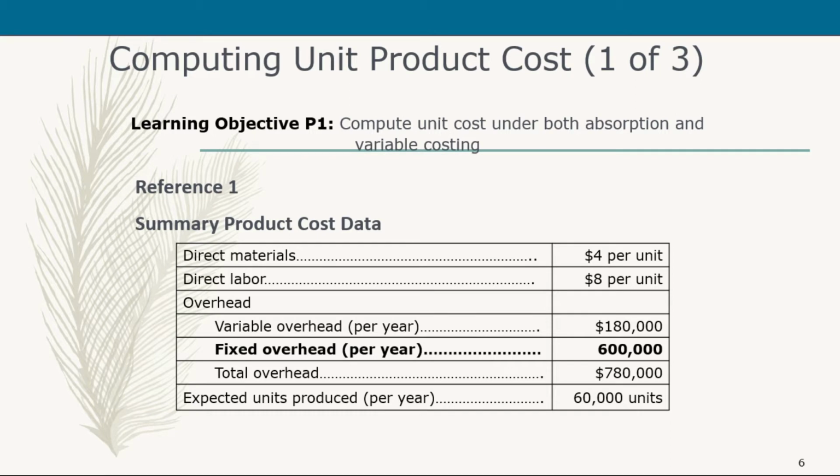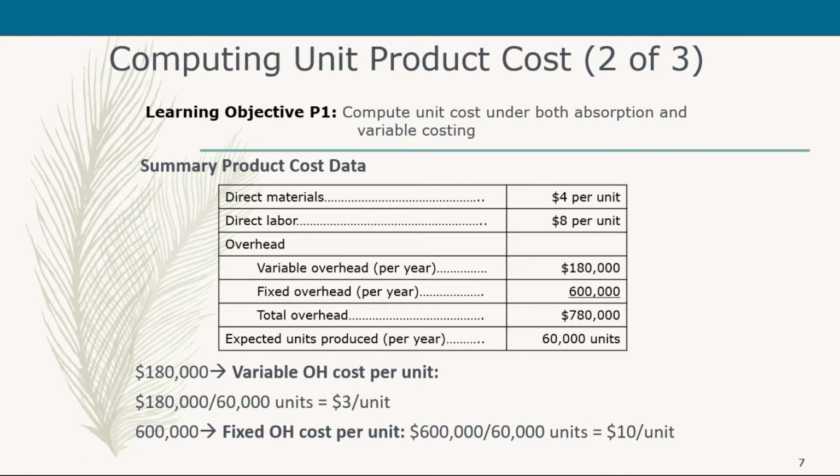To illustrate, we have here your summary product cost data. We have direct materials amounting to $4 per unit, your direct labor amounting to $8 per unit, and your overhead that is segregated into variable overhead and fixed overhead per year. Your variable overhead amounts to $180,000. Your fixed overhead cost amounts to $600,000. And your total overhead, your variable and fixed overhead, will now be $780,000. And the expected units to be produced per year is 60,000 units.